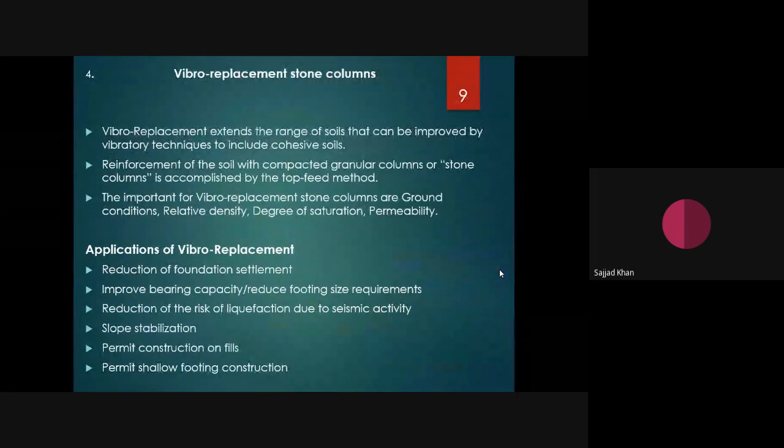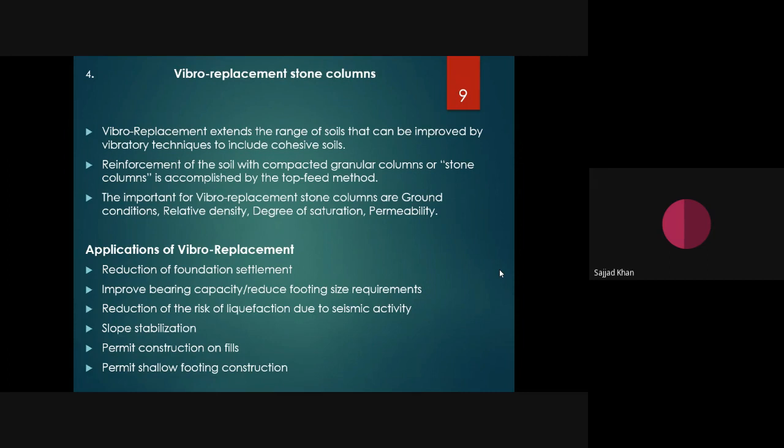The fourth method is the vibro replacement stone column. Vibro replacement extends the range of soil that can be improved by vibratory technique to include cohesive soil. Reinforcement of the soil with compacted granular columns or stone columns is accomplished by the top feed method. The important factors for vibro replacement stone columns are ground condition, relative density, degree of saturation, and permeability.